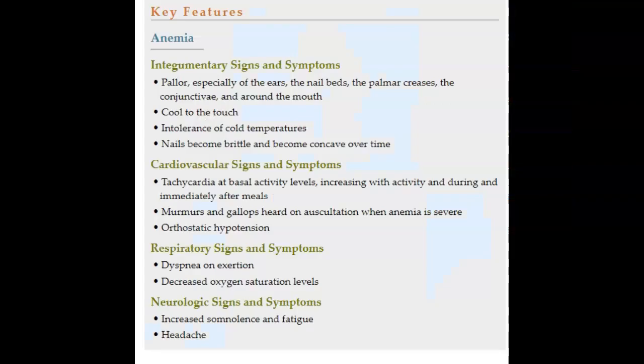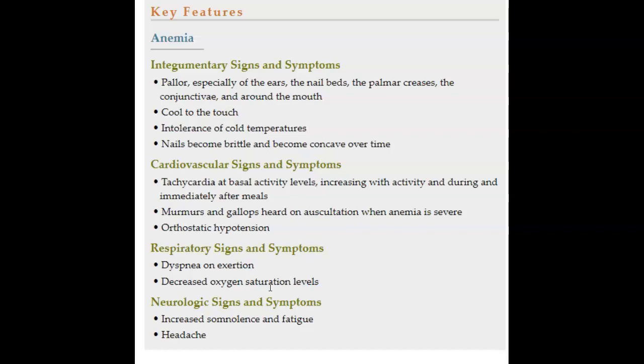And here are some key features for anemia that are found in your book also. You can read through each one regarding integumentary signs and symptoms. Make sure you read those. Pallor, especially of the ears and nail beds. Look at your patient's nail beds when you're checking capillary refill. The palmar creases, the conjunctiva, which we talked about, and all the others. Cool to touch, intolerance of cold temperatures.